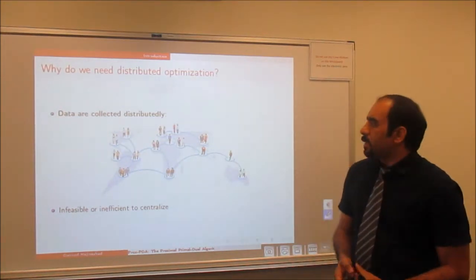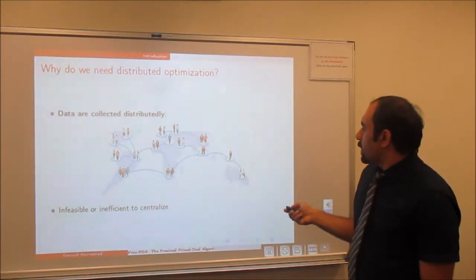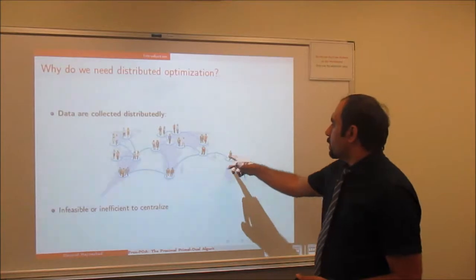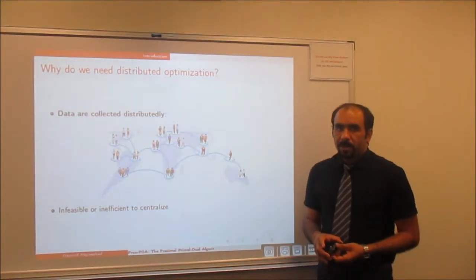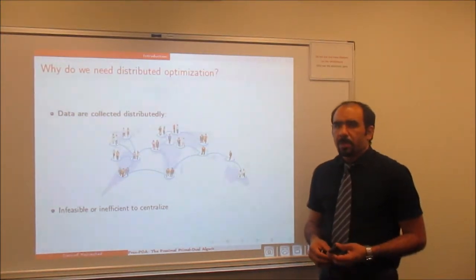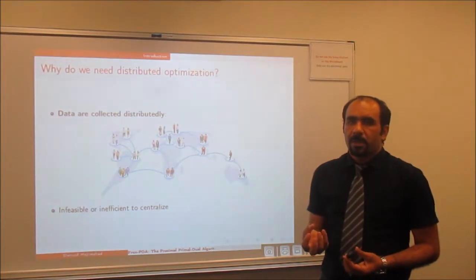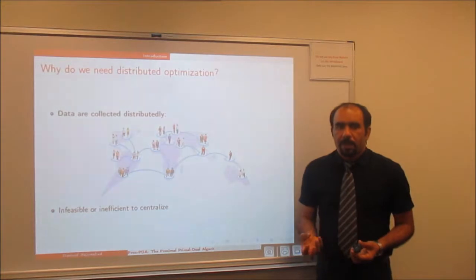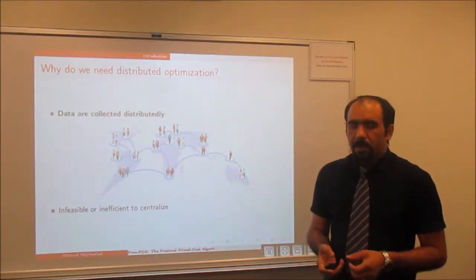So first, consider this data optimization problem in which the data sets, the data points, are gathered using distributed agents in different parts of the world. Okay? And it is infeasible or inefficient to collect all of this data in a central location. Okay? So in these cases, one alternative is to do distributed optimization.